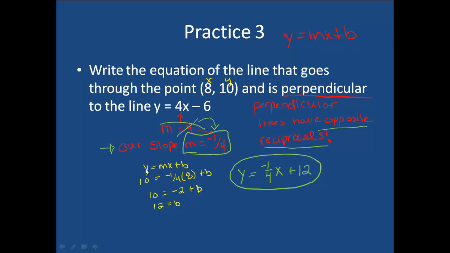Then I go back to my y equals mx plus b. I plug in my y value, I plug in my x value, plug in the slope that I need, -1/4. Solve it out for b, write my equation.